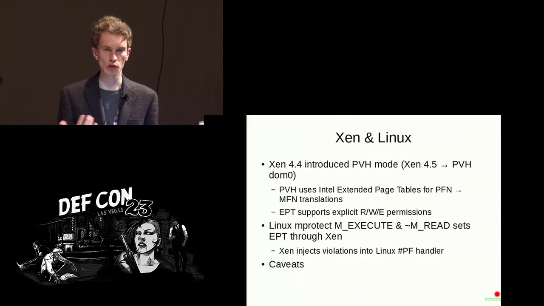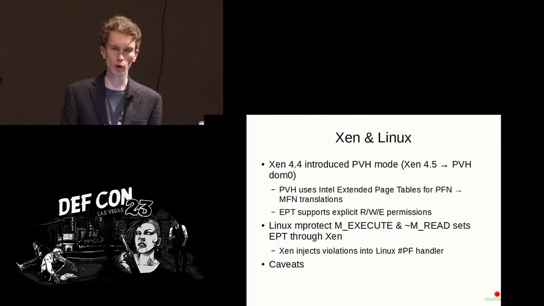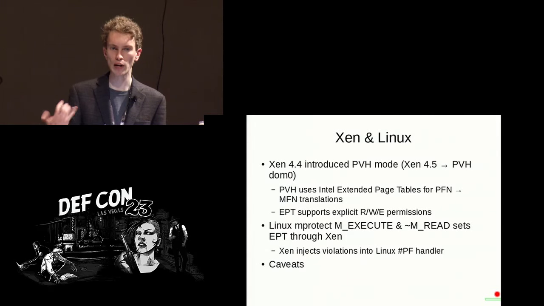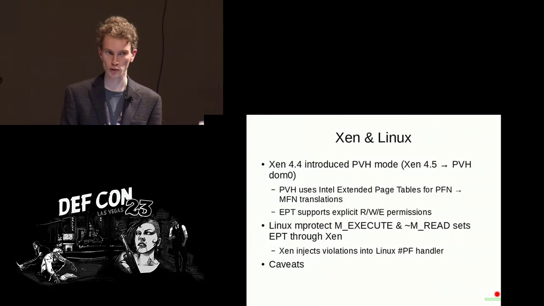And since EPT exposes these permissions directly, we can modify Linux running under a specially modified version of Xen to issue a hypercall saying, mark this page as execute only in extended page tables for me, when we receive an mprotect system call in Linux with those permissions requested. And then Xen can catch this occurrence in its extended page table fault handler and re-inject it as an ordinary page fault to the Linux operating system.